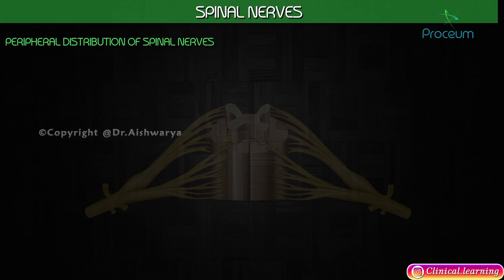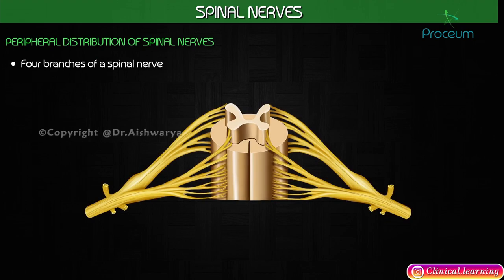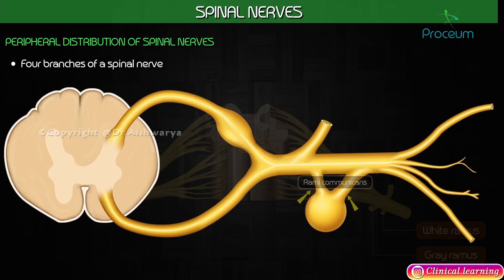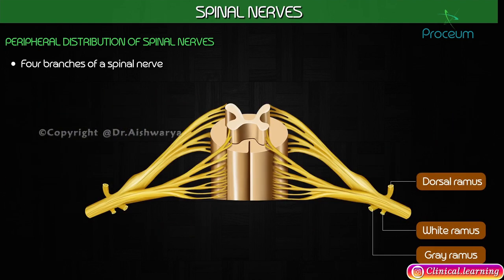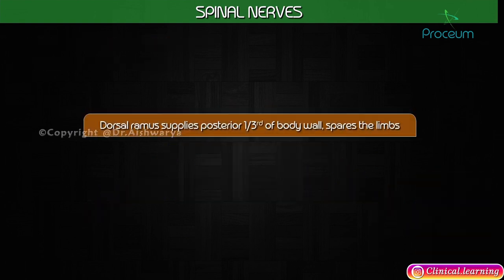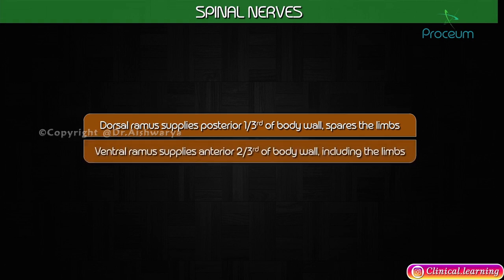It has totally 4 branches of spinal nerves: white ramus, grey ramus. So white and grey ramus are collectively called rami communicantes, and next is the dorsal ramus and the ventral ramus. The dorsal ramus supplies the posterior 1/3 of the body wall, and they do not supply the limbs. And the ventral ramus supplies the anterior 2/3 of the body wall, including the limbs.